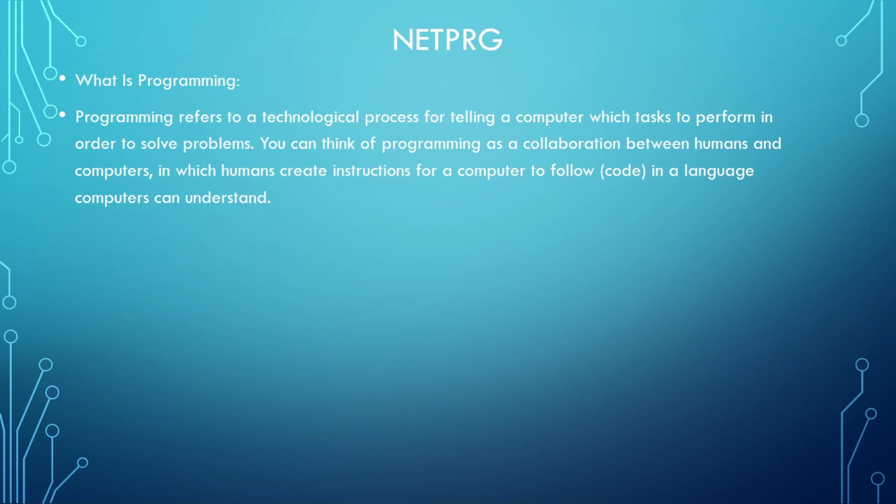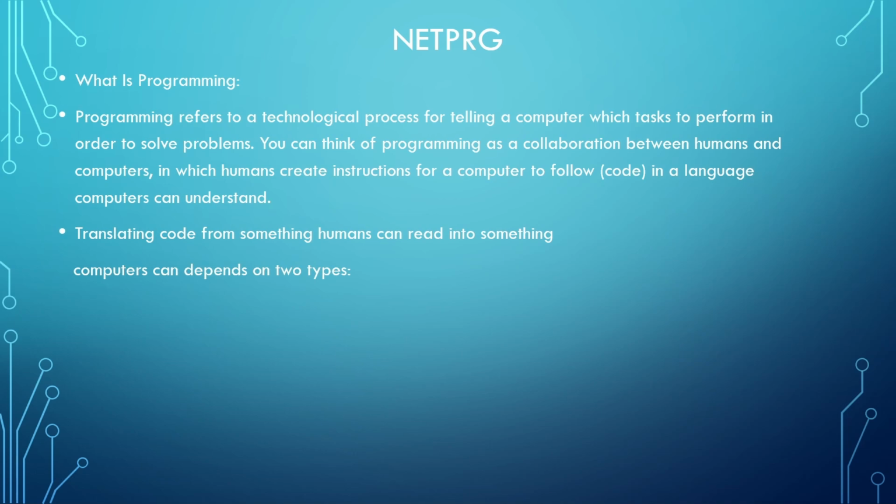Programming refers to a technological process for telling a computer which task to perform in order to solve a problem. You can think of programming as a collaboration between humans and computers in which humans create instructions for a computer to follow in a language computers can understand. The second question is, how does my machine understand the code that I'm writing?